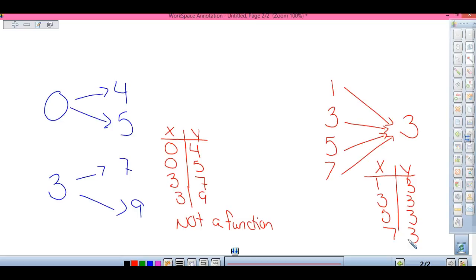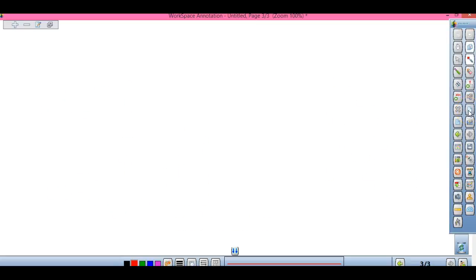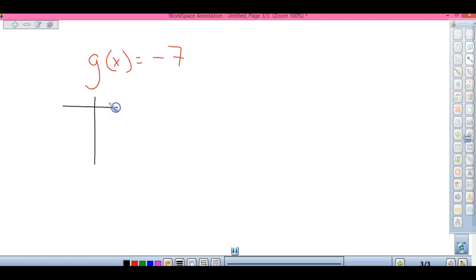What happens if I were to go g of x equals negative 7? And again, on your whole assignment today, you are going to use 3, 0, and negative 2. So how can I rewrite this? I can rewrite this into y equals negative 7.